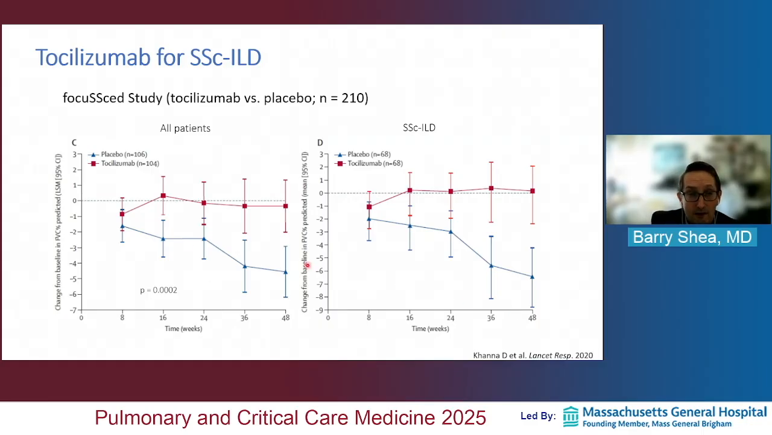When they looked at lung function, here this is based on FVC over the course of the 48 weeks of the trial. You look at all patients in the trial or just at those 2/3 of patients who had interstitial lung disease, tocilizumab seemed to prevent the lung function decline in this patient population. And based on these data, despite the fact that this was a secondary outcome, tocilizumab was approved by the FDA for treatment of scleroderma ILD.